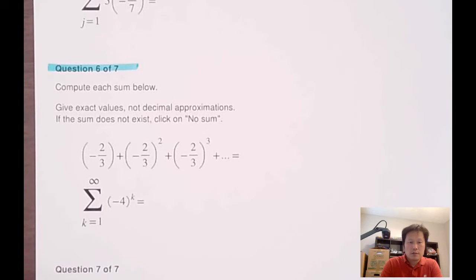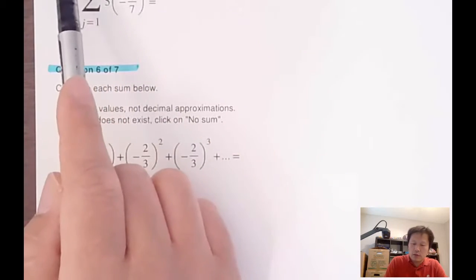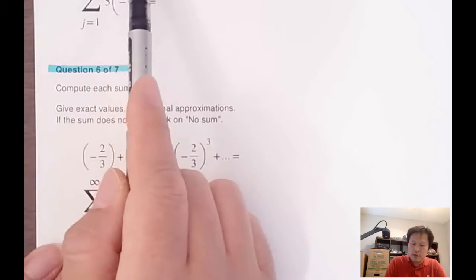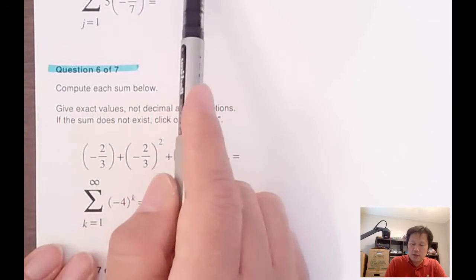Next question I want to deal with here. Compute each sum below. Give exact values, not decimal approximations. If the sum does not exist, click on no sum.